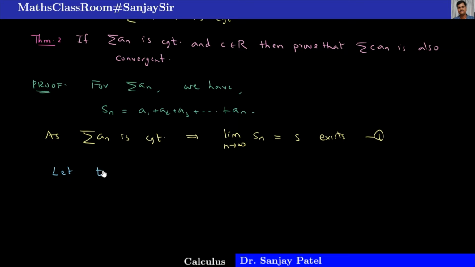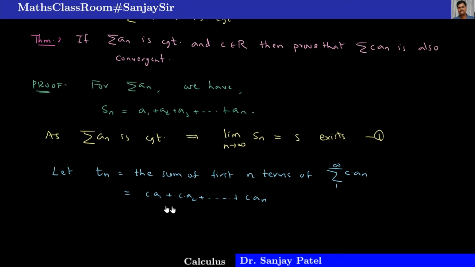let's say Tn is equal to the sum of the first n terms of the series sigma C into an. So what is this series actually? This series is C into a1 plus C into a2 plus C into a3 and so on. So I can write this is equal to C into a1, okay, plus C into a2 plus and so on plus C into an. These are the sum of the first n terms of this series which we are denoting by Tn.